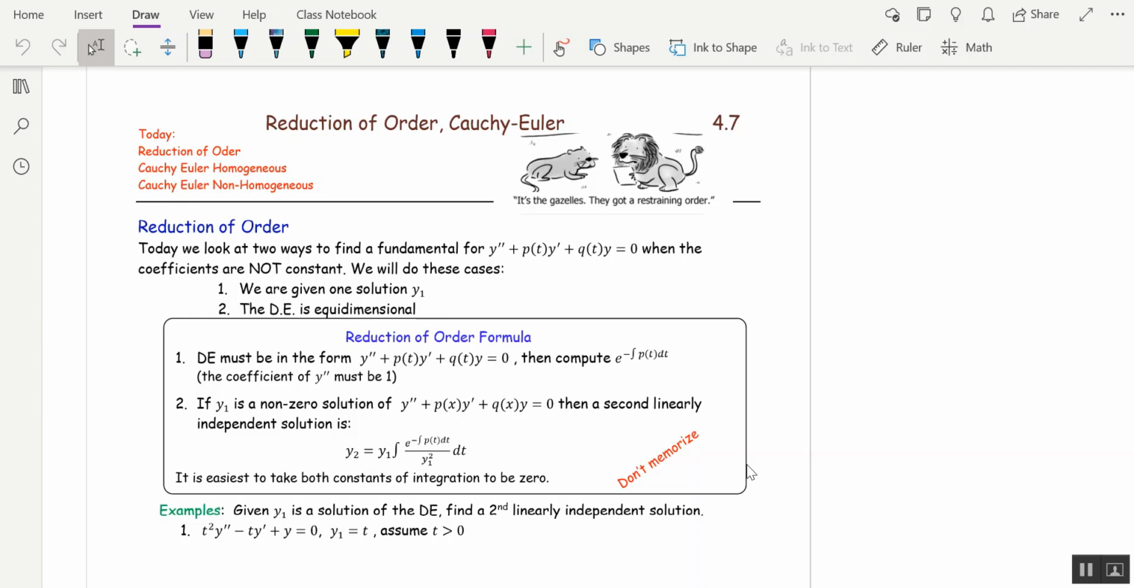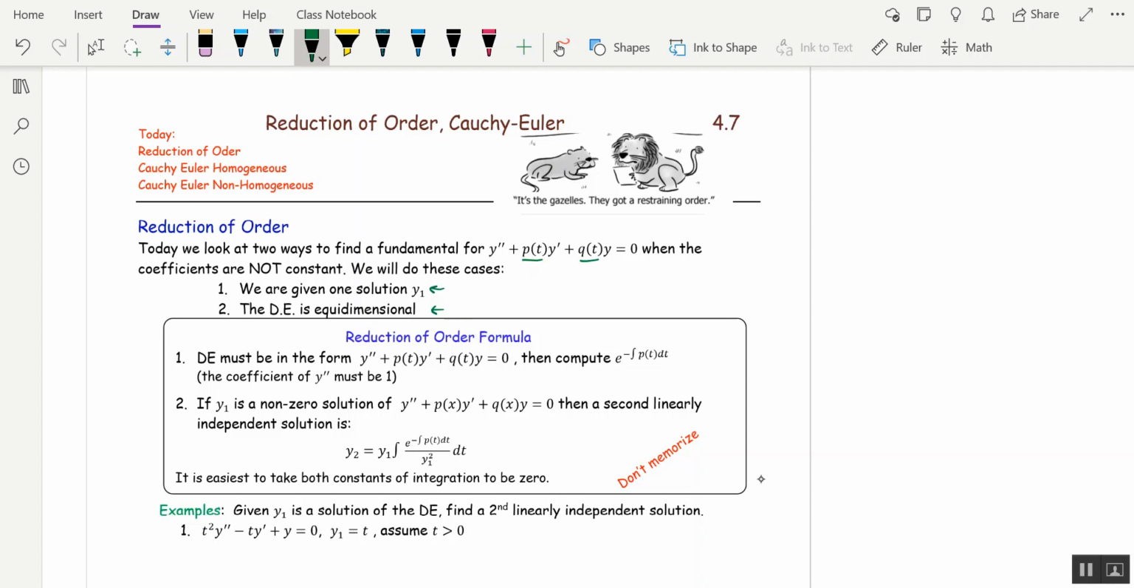Welcome to section 4.7. So far, all of the second order differential equations we have solved have had constant coefficients. Today, we're going to look at a way to find a fundamental set if the coefficients are variable in two special cases. One is that we already are given one solution, a y1, and the other is if it's a very special type of differential equation called equidimensional or Cauchy-Euler.